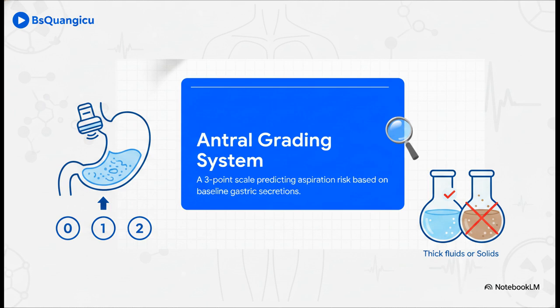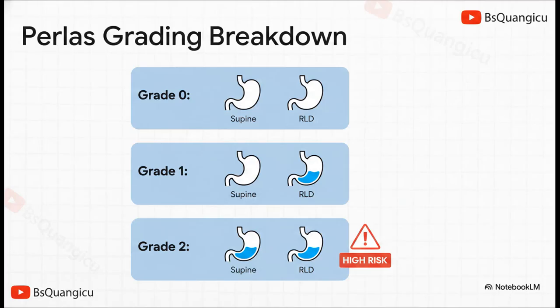It's basically a 3-point checklist from 0 to 2 that helps predict aspiration risk by figuring out if the volume we're seeing is more than just normal baseline secretions. So here is how that logic breaks down. Grade 0, the antrum is empty whether they are flat on their back or rolled over. Boom, low risk. Grade 1 means you only see fluid when you roll them into that RLD position. Because it needs gravity's help to pull there, it means the volume is negligible, just normal baseline secretions.